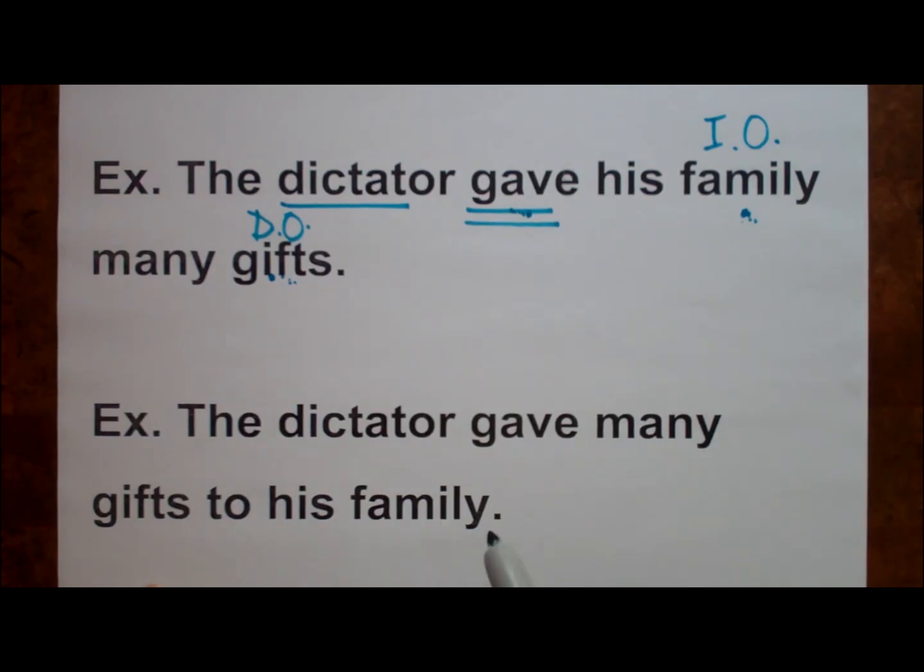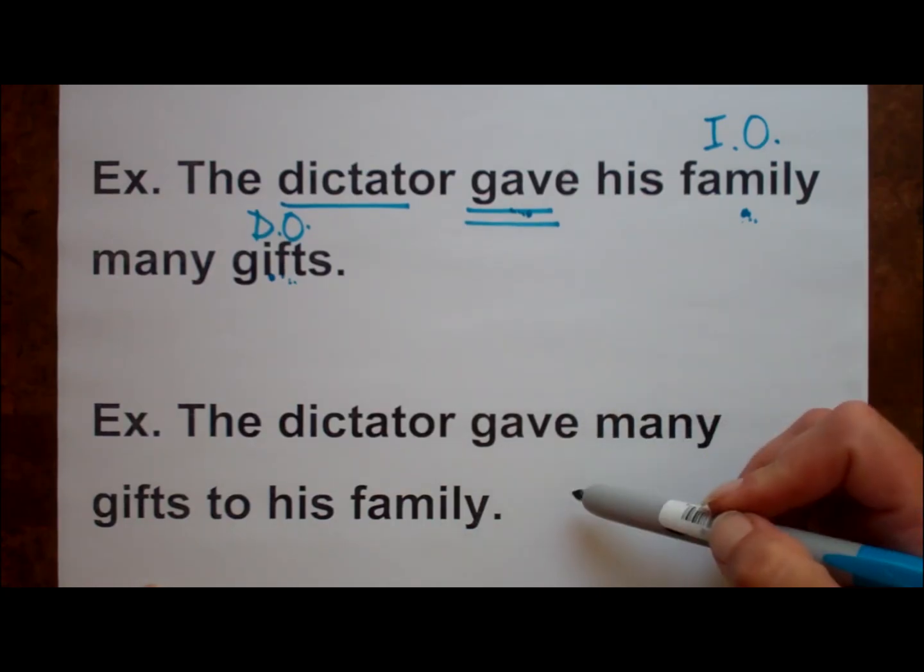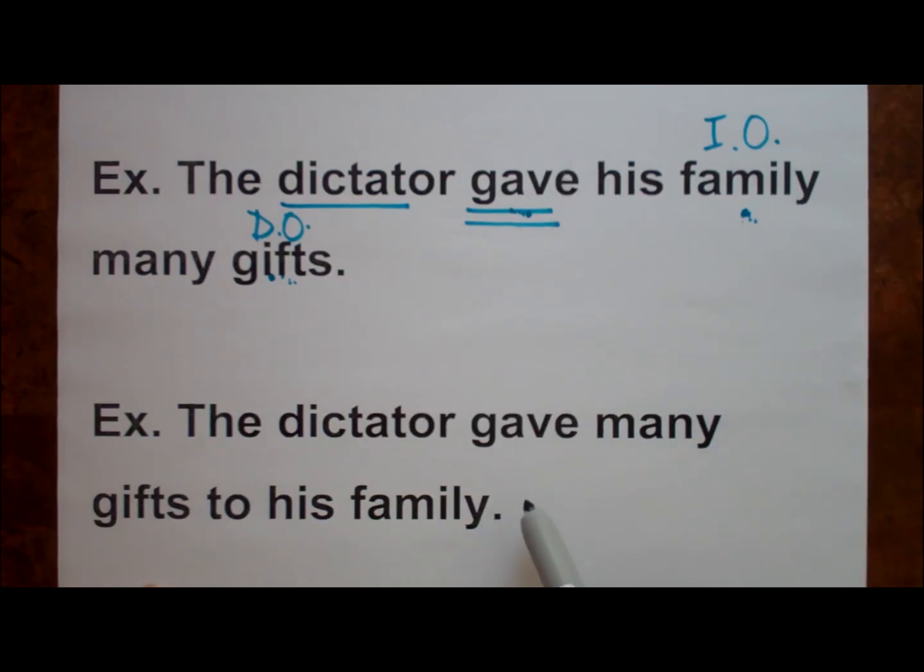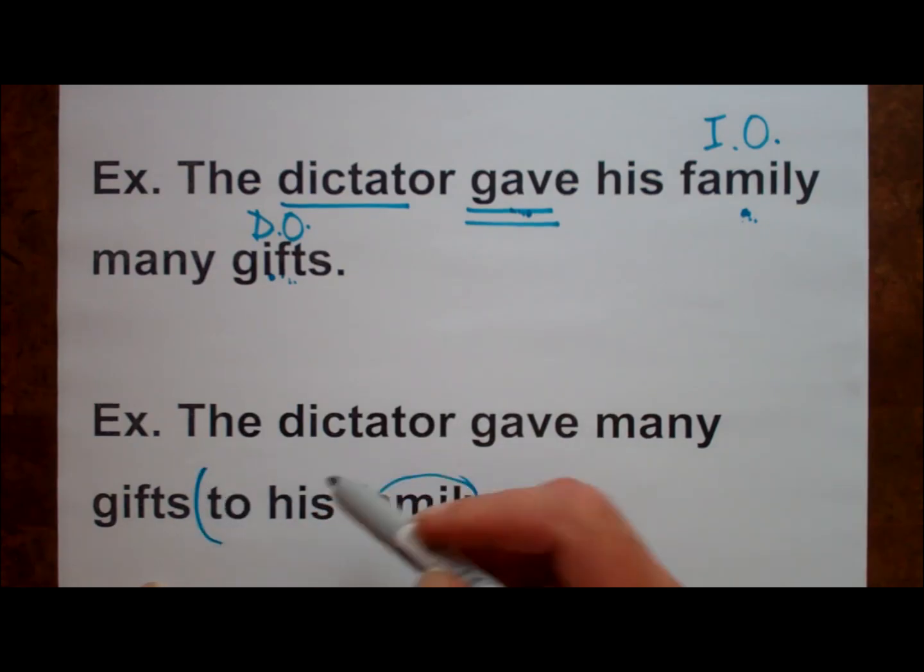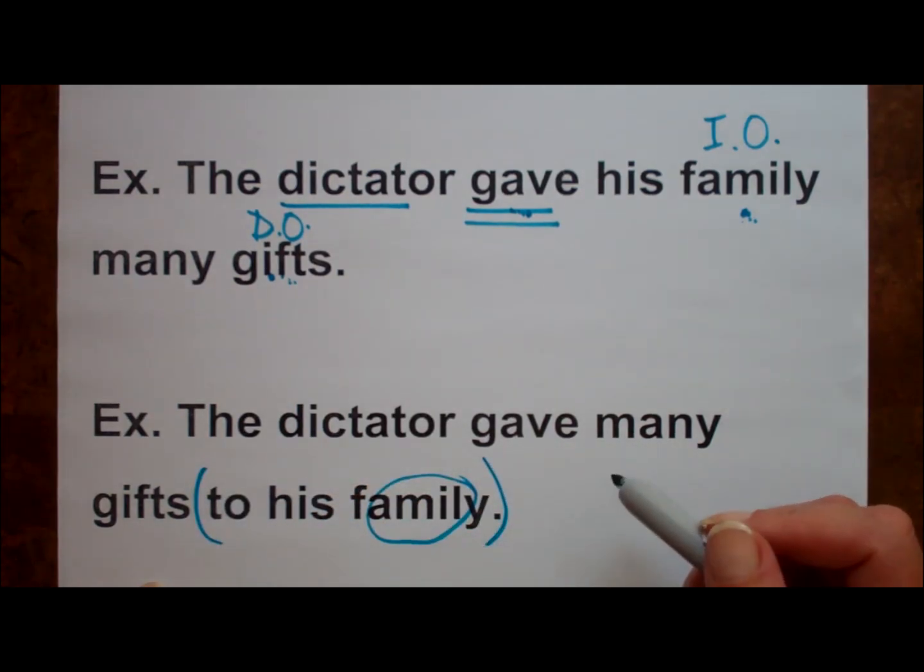There is no difference in meaning between these two sentences, but this one does not contain an indirect object. Can you figure out why? I'll give you a hint. Look at the position of the word family. Is it where it needs to be in order to be considered an indirect object? No, it isn't. In fact, it's part of a prepositional phrase and therefore can't be an indirect object.